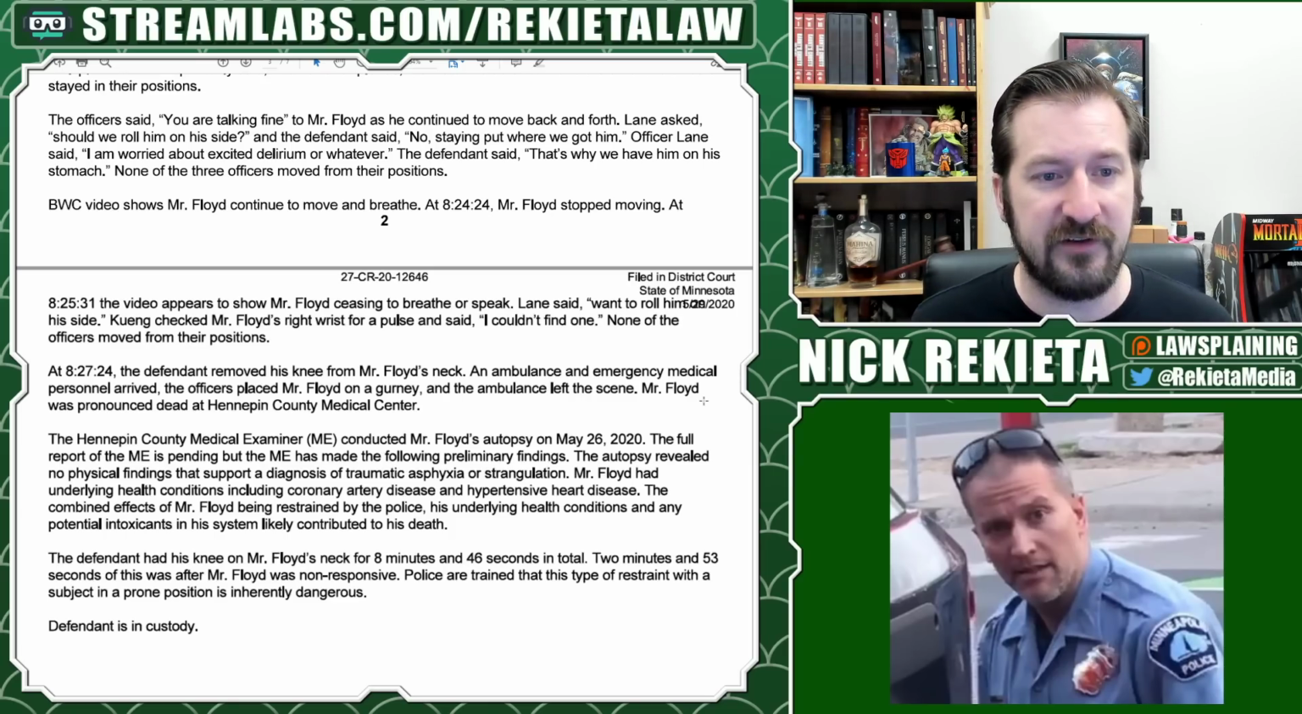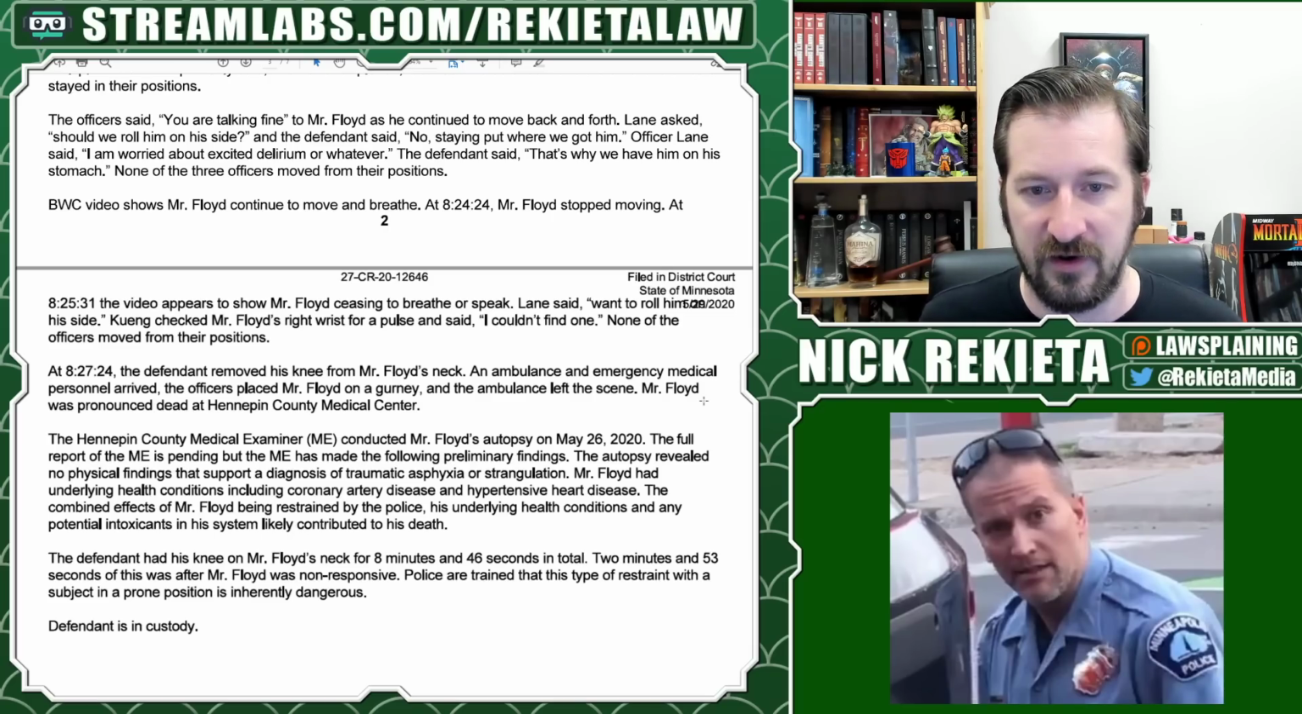At 8:27:24, so we're talking almost 2 full minutes have passed since he has become unresponsive. The defendant removed his knee from Mr. Floyd's neck. An ambulance and emergency medical personnel arrived. The officers placed Mr. Floyd on a gurney, and the ambulance left the scene. Mr. Floyd was pronounced dead at Hennepin County Medical Center.